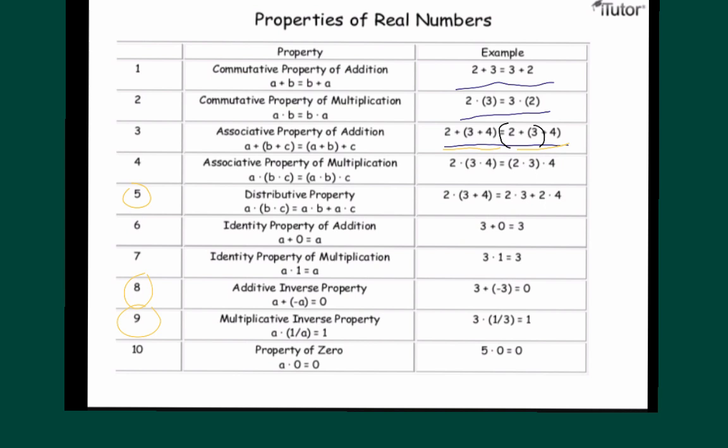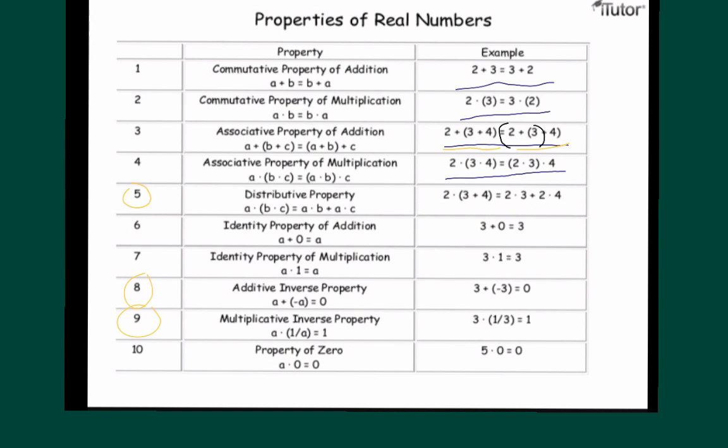2 plus 3 is 5, plus 4 is 7. No matter how you flip the parentheses, the answer will stay the same. All right, let's take a look at number 4, associative property of multiplication.